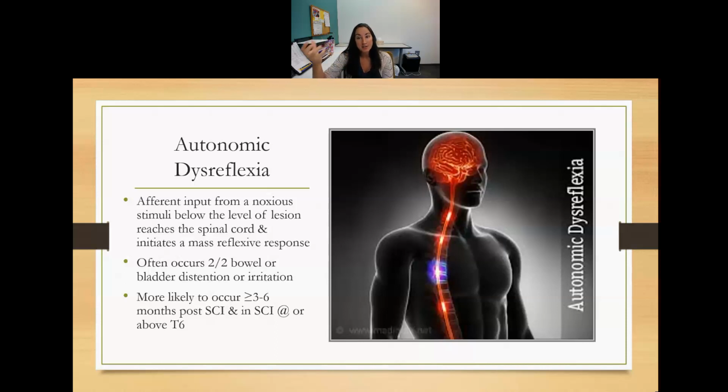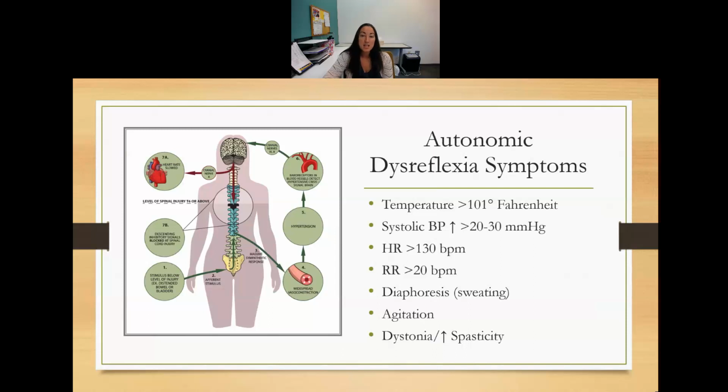If you think back about some time that you had to poop really, really bad and think of some of the symptoms you had, it will remind you of autonomic dysreflexia. So here are the symptoms. Temperature rising, so could be a temperature of 101 or above. Your blood pressure goes up, your heart rate goes up, your respiratory rate goes up, you start sweating, getting agitated, maybe even shaking a little bit.